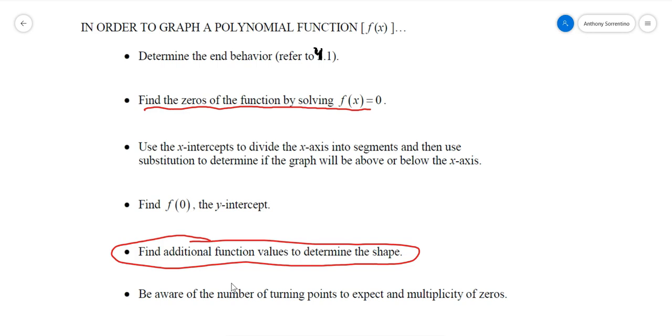And I want to be aware of the number of turning points to expect and the multiplicity of zeros along the way. These are things I have to consider as I work through this. So let's apply these to an example now.